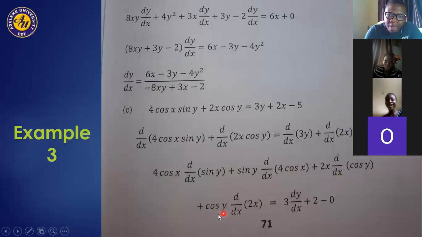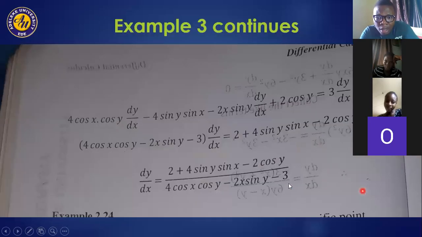Okay, good. So now check this place. When you differentiate 2 sin y, what will you have? 2 cos y. Are we together? Yes, sir. Are you sure? Yes, sir. So let's check whether we are right. That's how you have 2 cos y here.